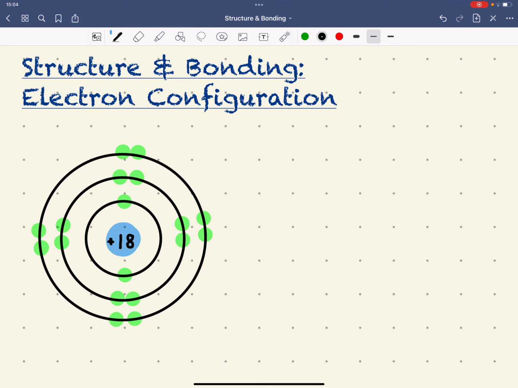Hi, here we're going to look at electron configurations. We're going to look at it in terms of the SPDF electron configurations, and then we'll move on and take a brief look at orbitals.